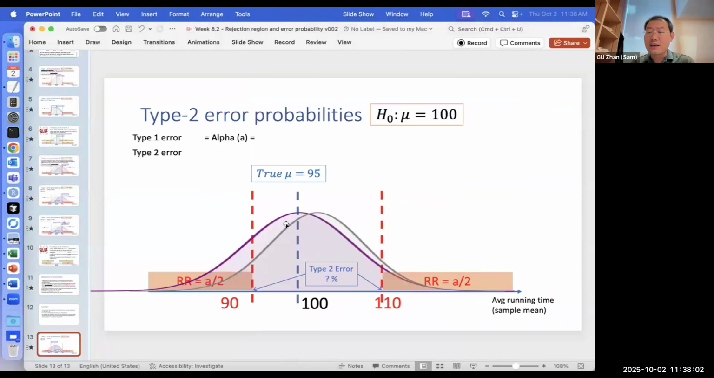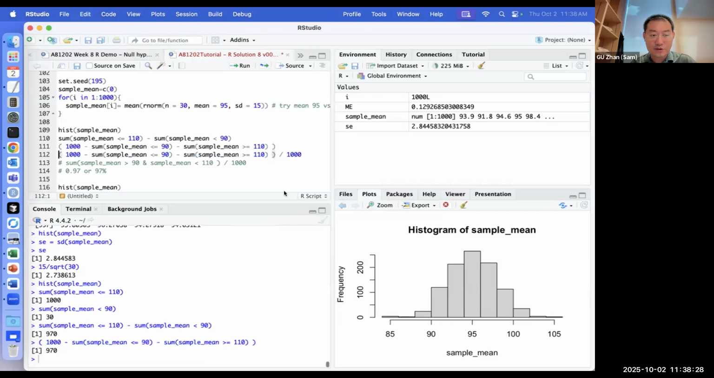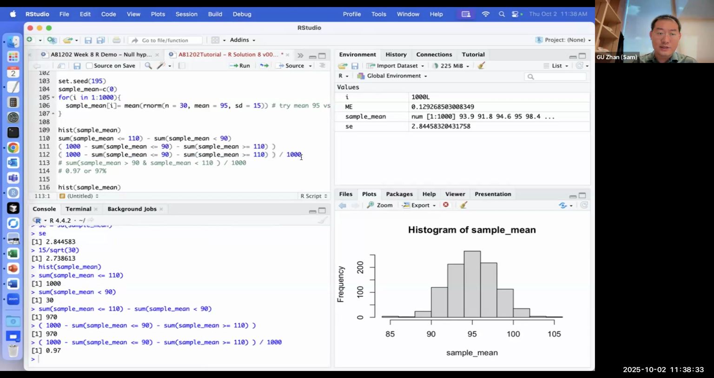So the purple curve's area in between these two cutoff red lines will be 970 sample means here. Then in the left tail, there will be 30. In the right tail is 0. It happened to be these, based on this set seed. You can also calculate using the next formula. It will also give you 970. Then you divide by 1000. So your total will be 97%.